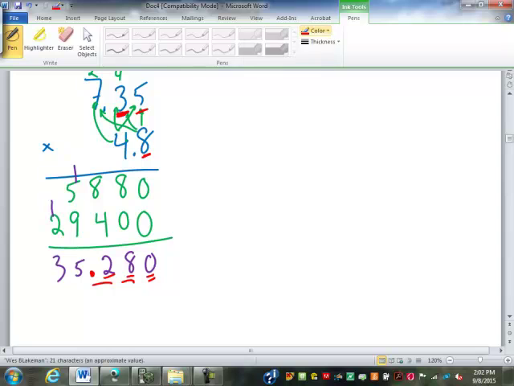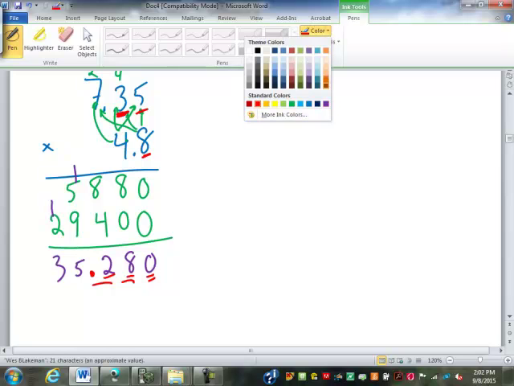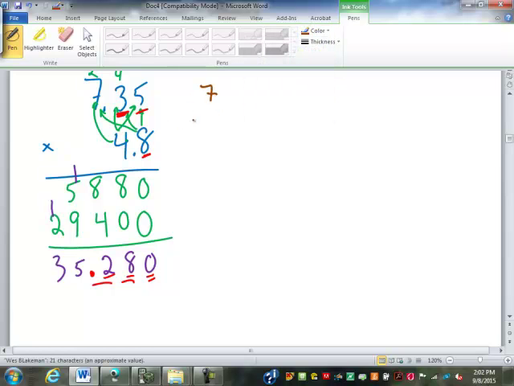Another way you could look at that, if we're estimating, this is about 7, this is about 5. 7 times 5 is 35. It wouldn't make sense to have 3.528, and 352.8 wouldn't make sense either. That is the only spot it makes sense to have our decimal point in that answer.